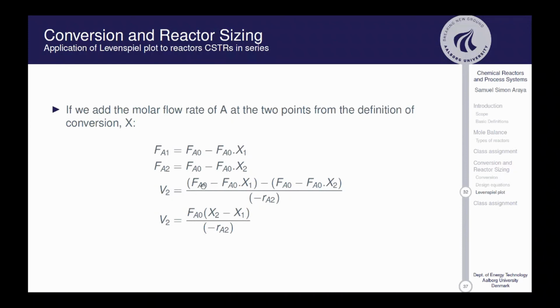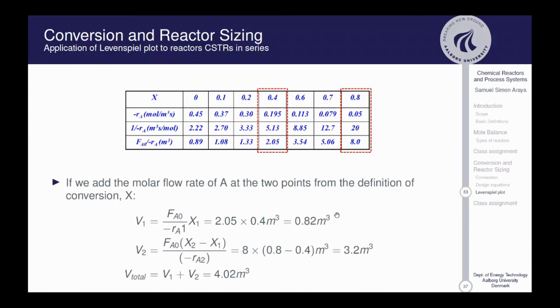We just use the conversions that are separate, and therefore the volume of the second reactor will be, we just substitute for FA1 and FA2 this and this, and by rearranging we find that the volume of the second reactor will be FA0 divided by RA2, which is the same as we had before, but times the difference between the conversions, X2 minus X1, and not just one conversion. And the way we do that is we can go back to our table, and what we see is that the volume of the second reactor is only this volume here.